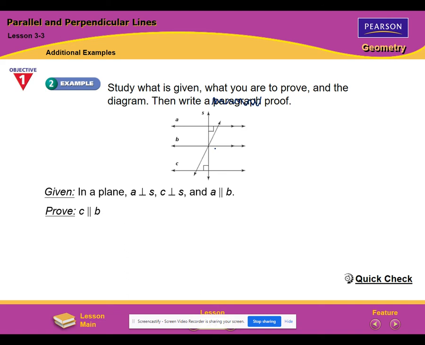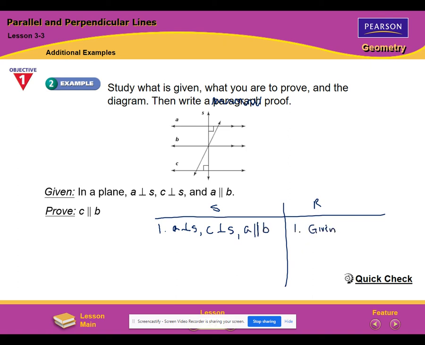Okay, sorry. We have a given that A is perpendicular to S. I see that marked right here. C is perpendicular to S. That's marked right here. And A is parallel to B. That's marked already. All right. So when I go to write a proof, statements and reasons, A is perpendicular to S. C is perpendicular to S. A is parallel to B, which is given. And then we can start to think about what we want to do. We want to prove that C is parallel to B.